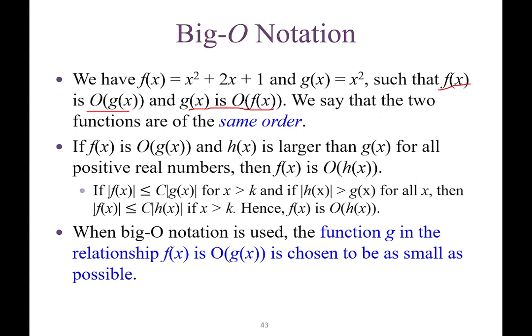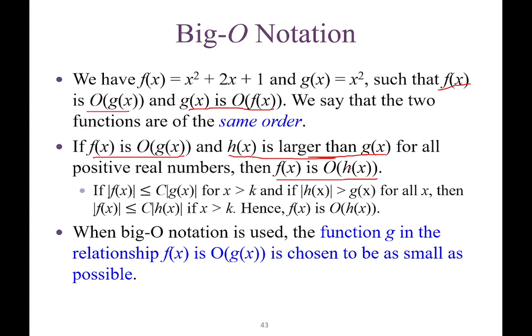Okay, next one. If f of x is big O of g of x and h of x is larger than g of x, then in this case g of x dominates f of x and h of x dominates g of x. So h of x absolutely dominates f of x, right? Because a is larger than b and c is larger than a, so c is larger than b. So I think this relationship is very clear.